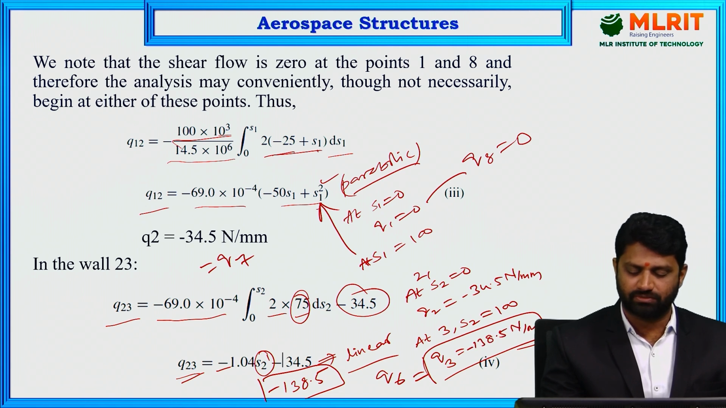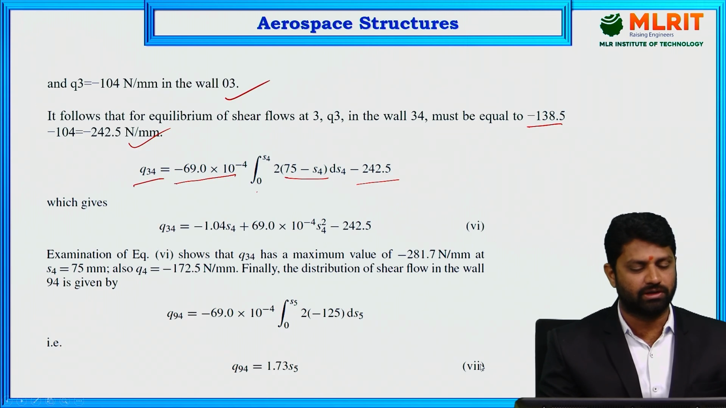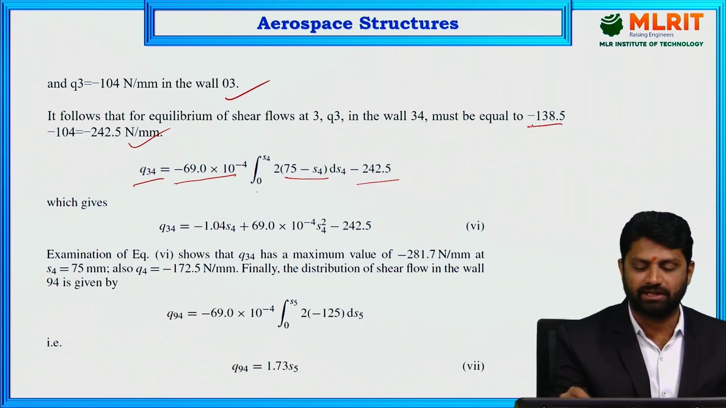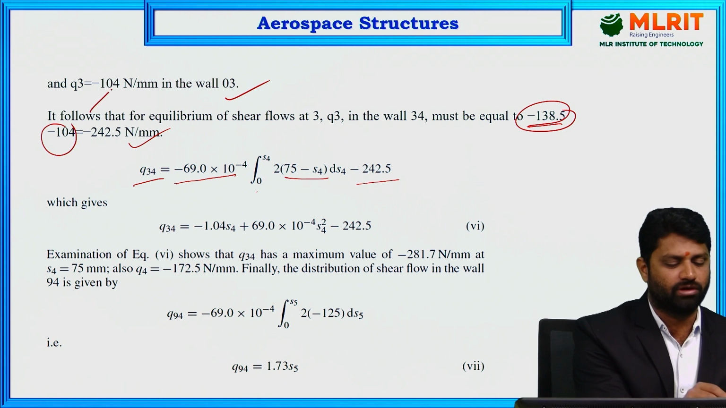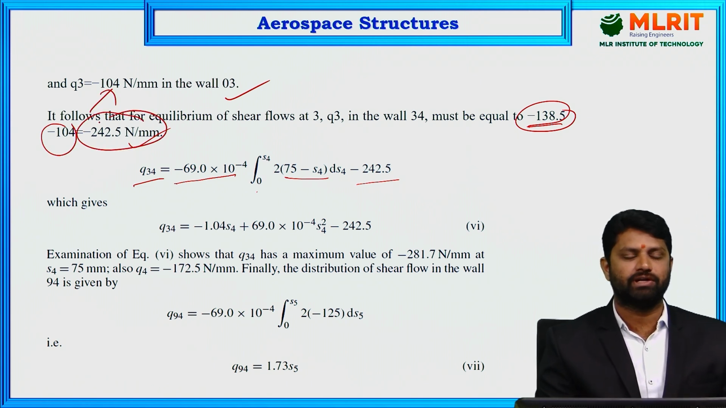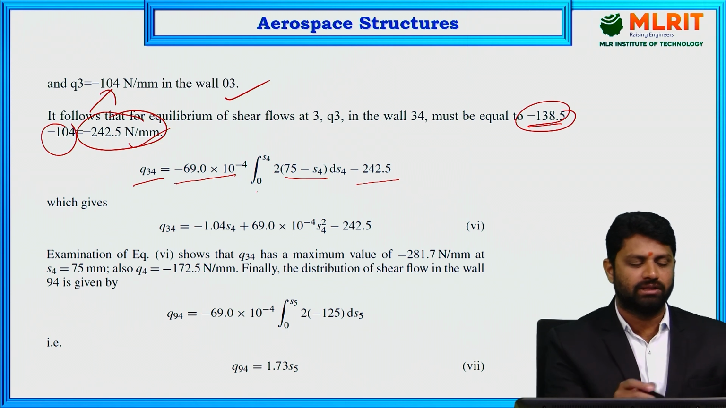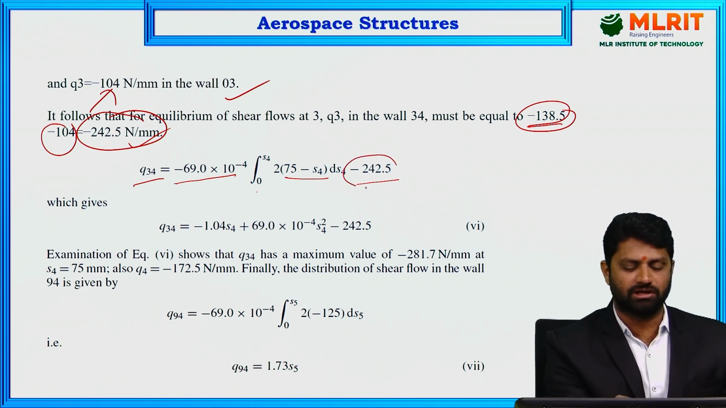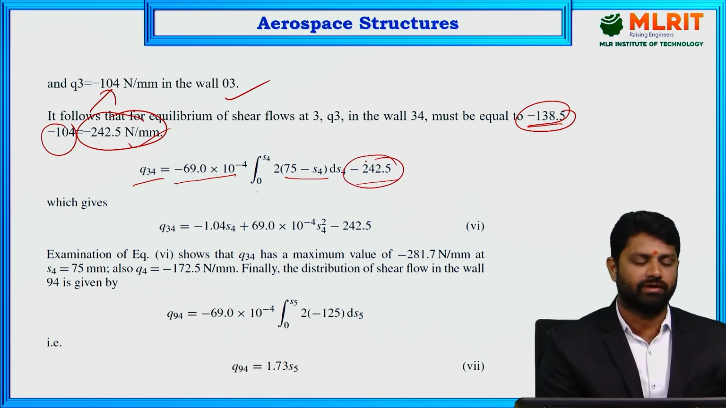Now this Q3 must be added to the Q3 value we got here, that is minus 138.5 minus 104 from here. So both together it is minus 242.5. So when you solve for Q34, this 242.5 becomes the starting shear flow that you have to add when you calculate the 34 shear flow.